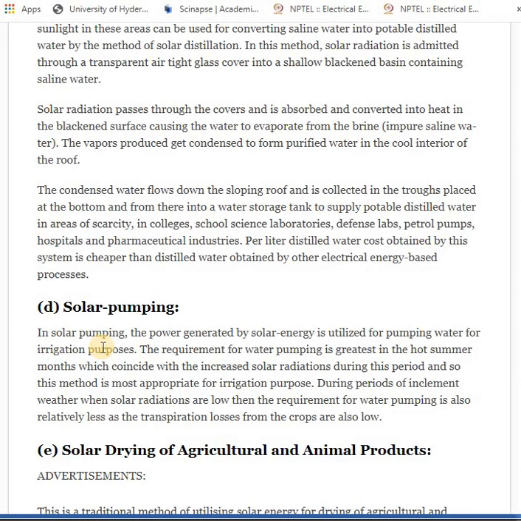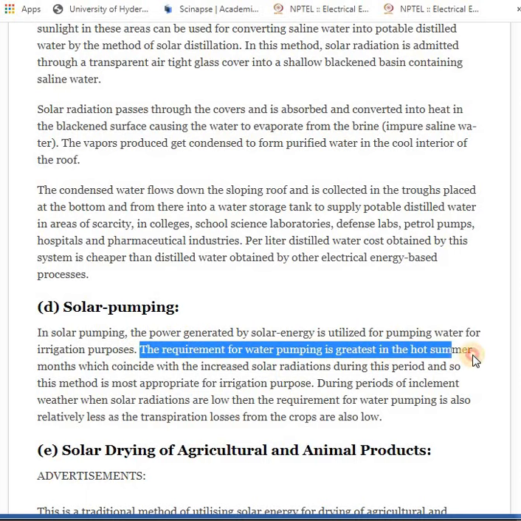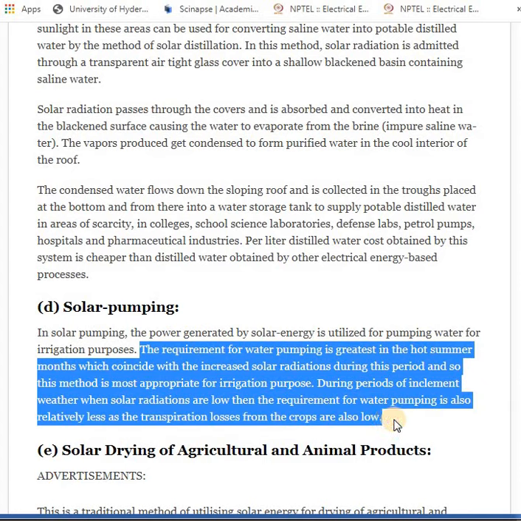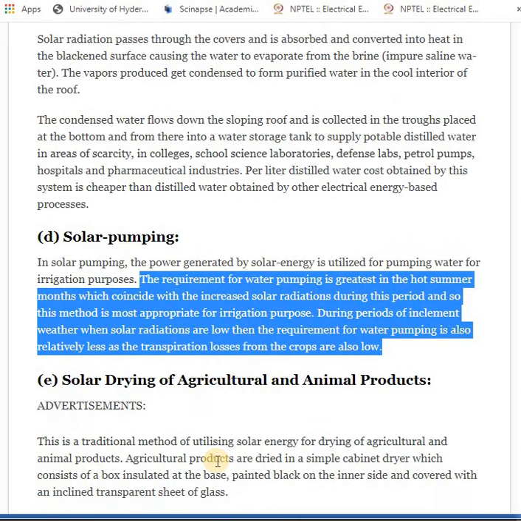Now solar pumping. Solar pumping is the solar energy utilized for pumping water for irrigation purposes. The requirement of water pumping is greatest in hot summers, which coincides with the increased solar radiation during this period, so this method is most appropriate for irrigation purposes. During inclement weather, when the solar radiations are low, the requirement of water pumping is also relatively less, and the transpiration losses from the crops are also low.